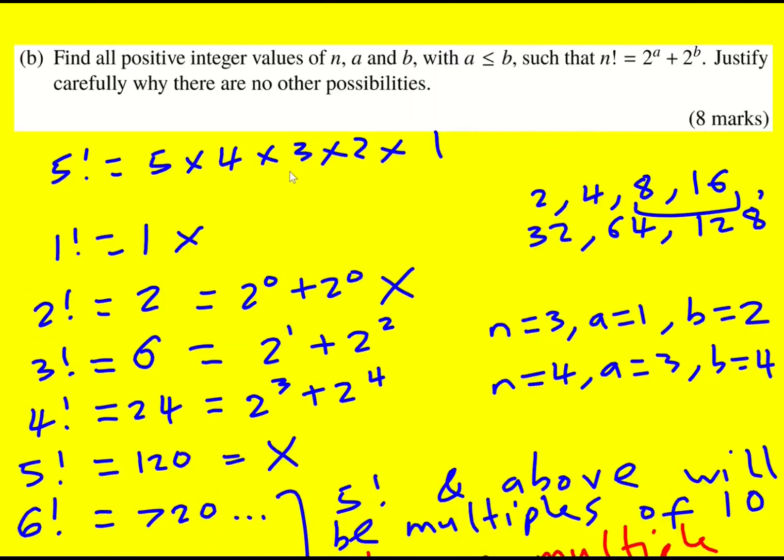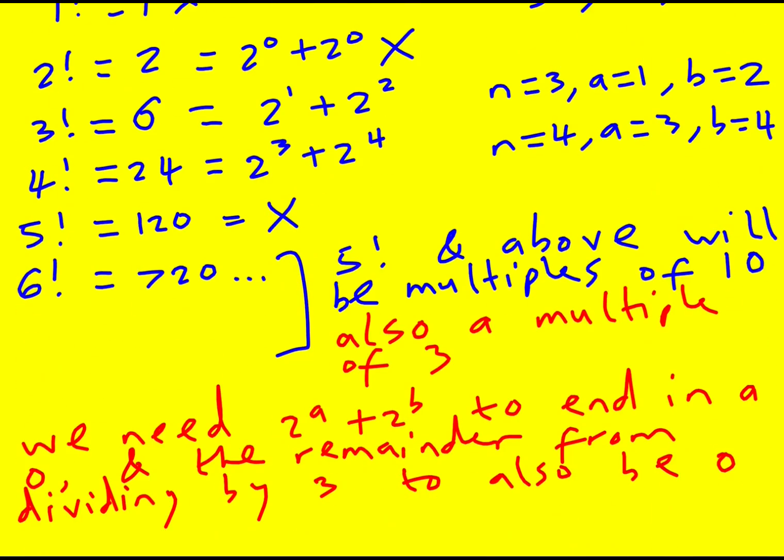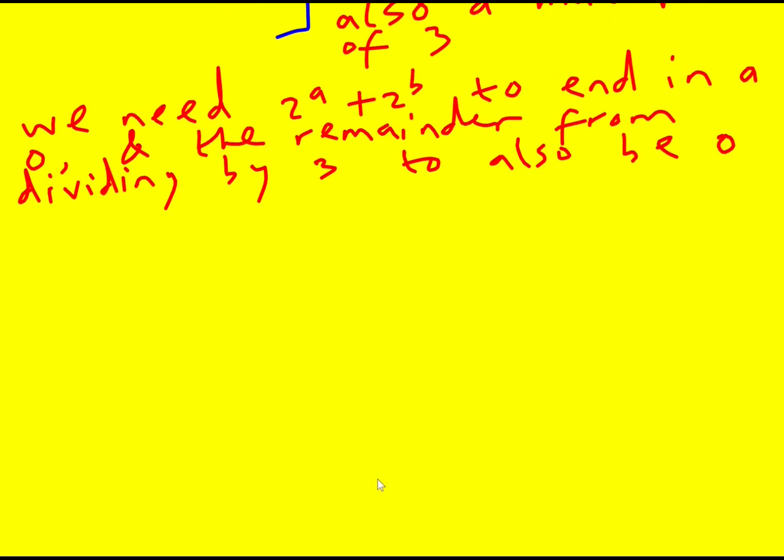Okay, let's just bring parts A1 and 2 together now. So we see that it cycles through 2, 4, 8, 6. And the remainder cycled through 2, 1, 2, 1.